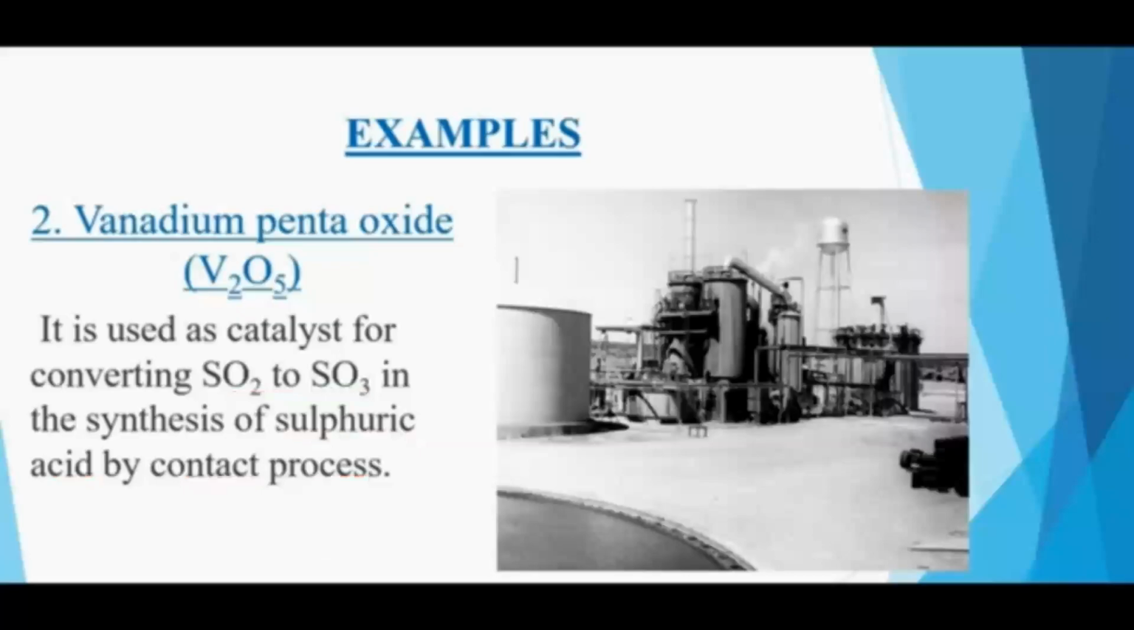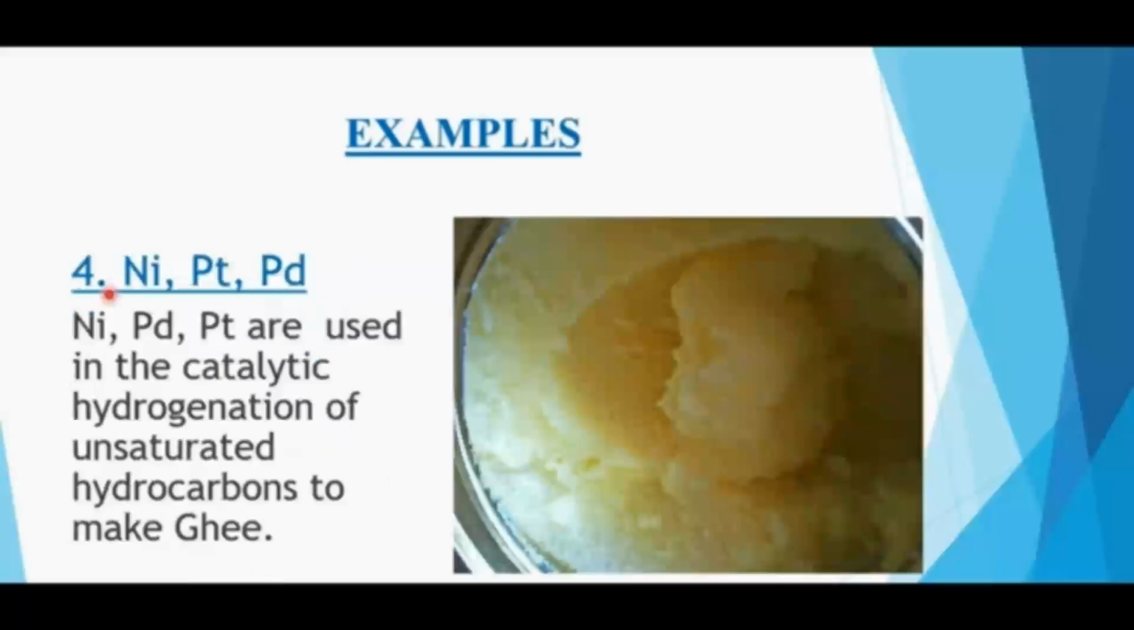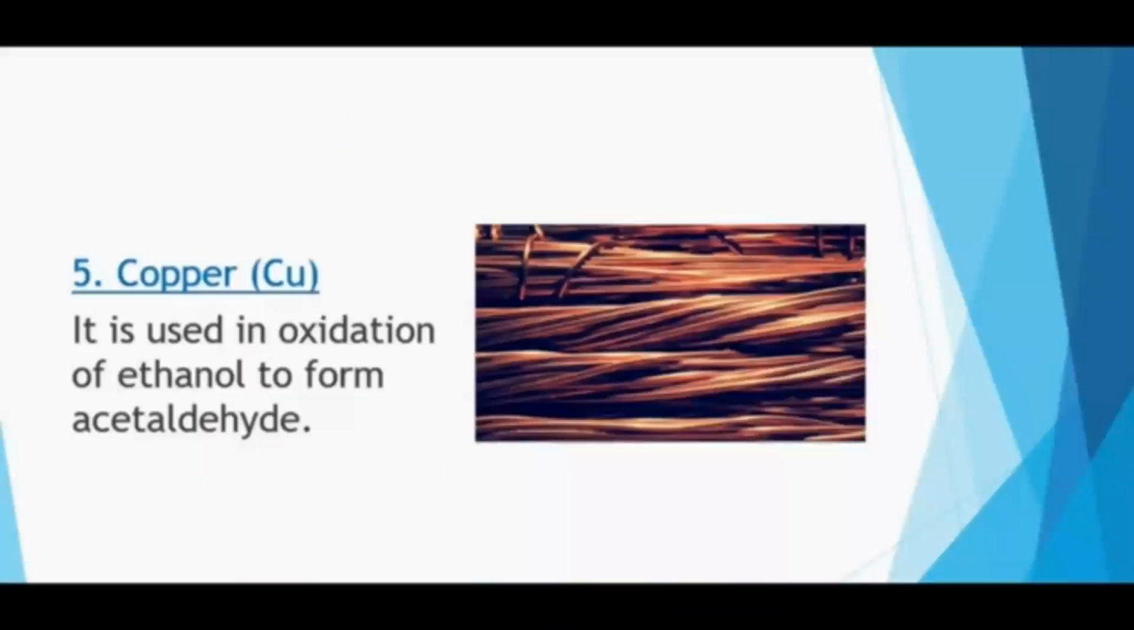Next, titanium tetrachloride. It is used as catalyst for the polymerization of ethene into polythene. Next example is of nickel, platinum and palladium, which are used for the hydrogenation of unsaturated hydrocarbons to make ghee. Copper. Copper is used for the conversion of ethanol into acetaldehyde.